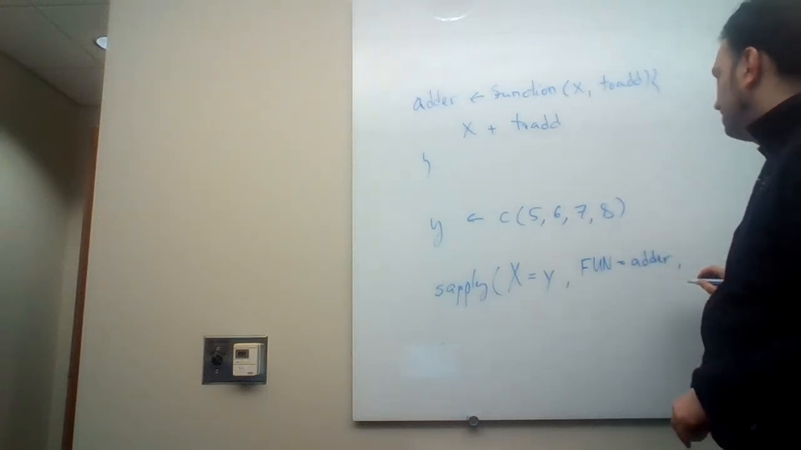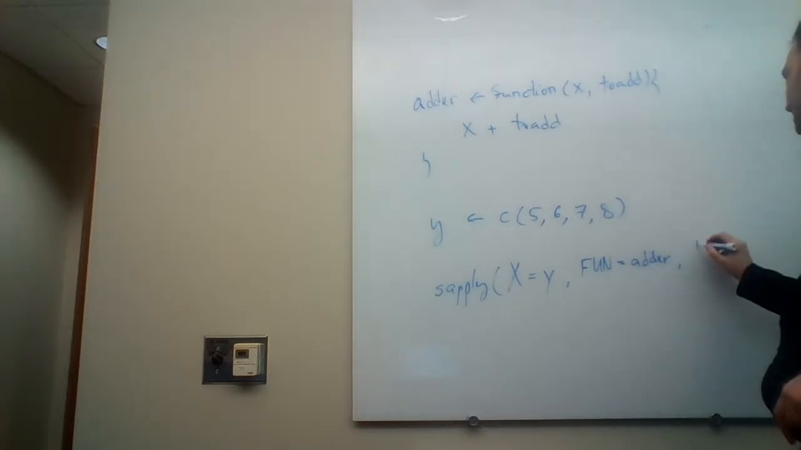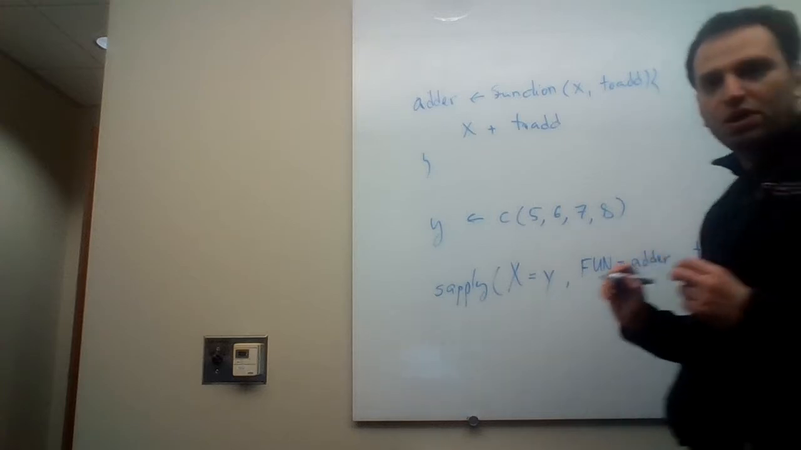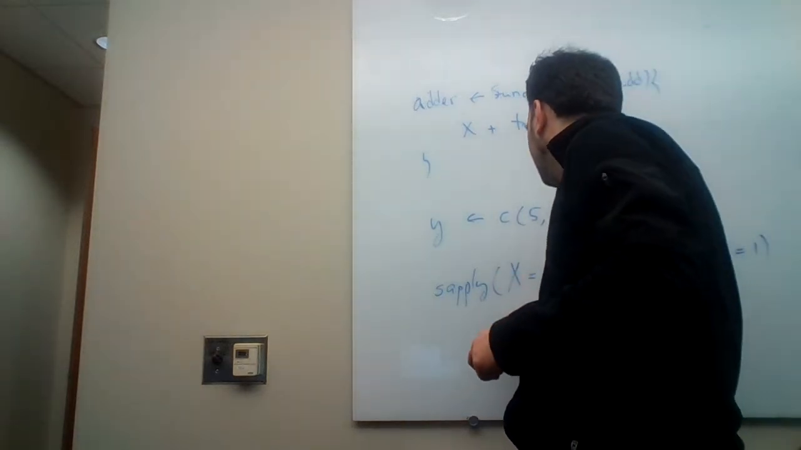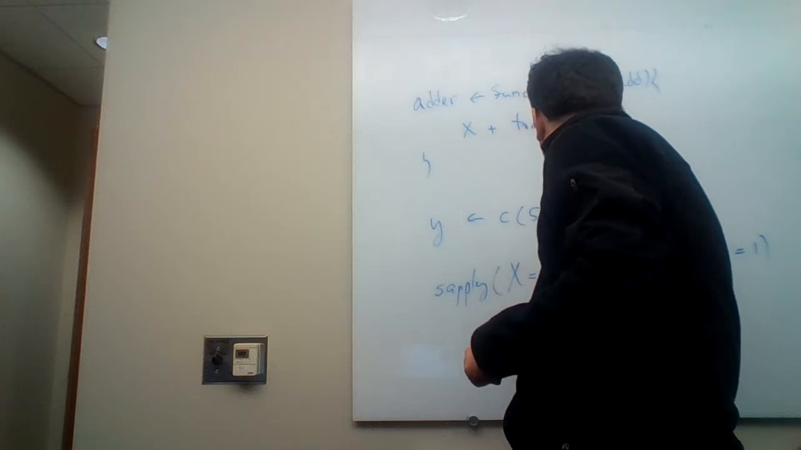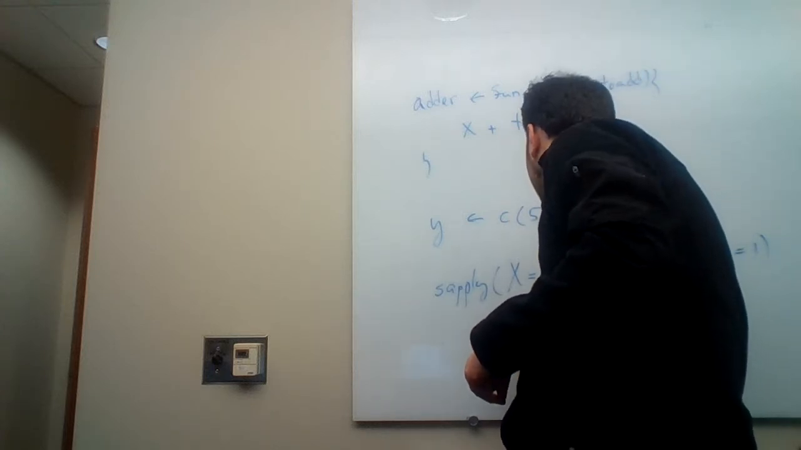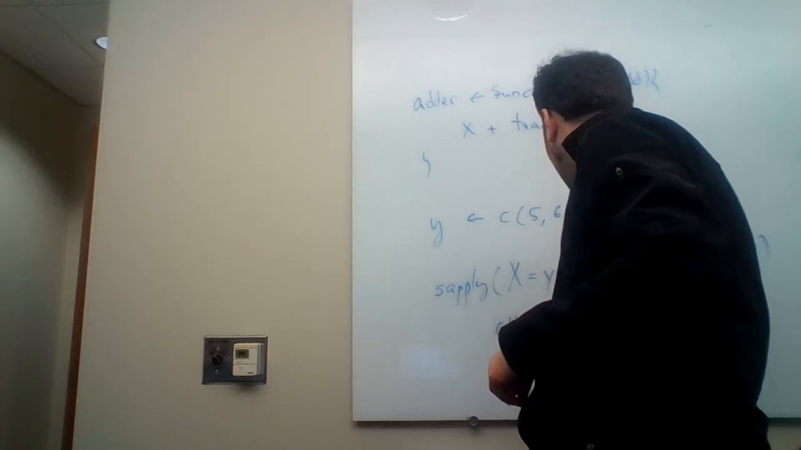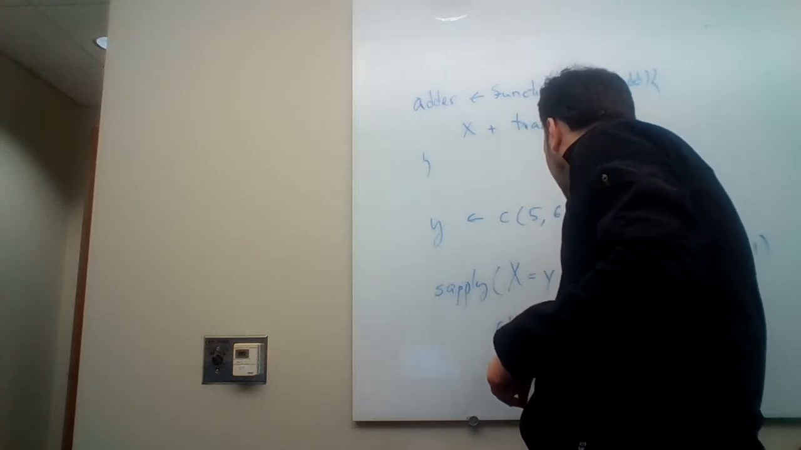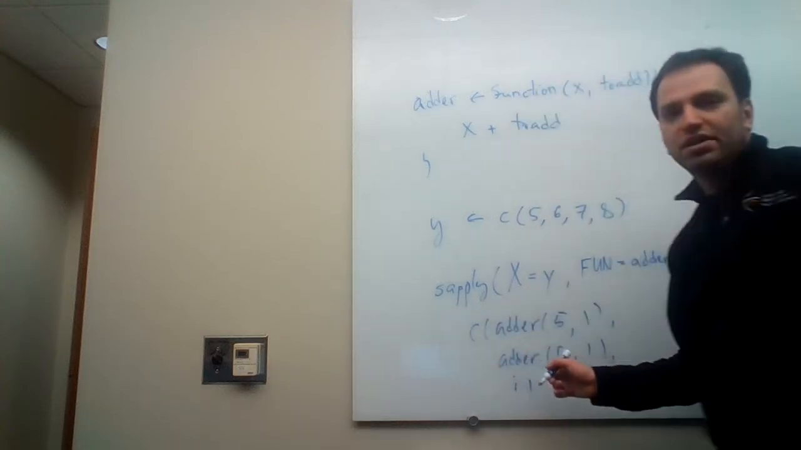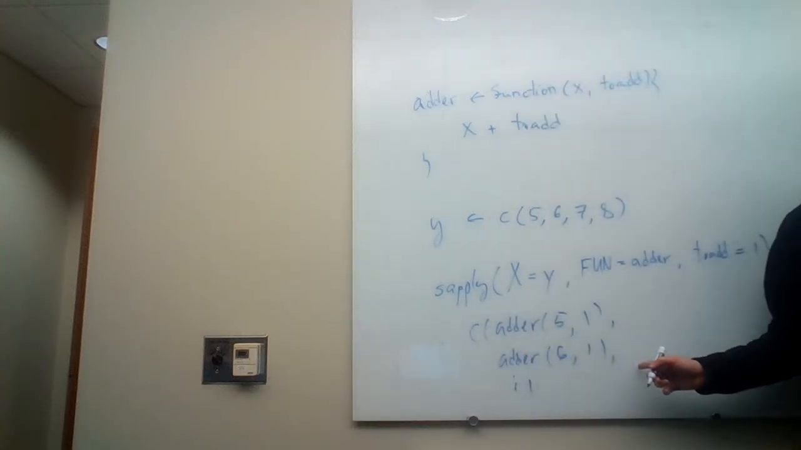And then you would say 2add is, let's say, equal to 1. So what you'll get is adder 5 and 1, and then adder 6 and 1, and so on. And all of that is going to be added into one vector like this.